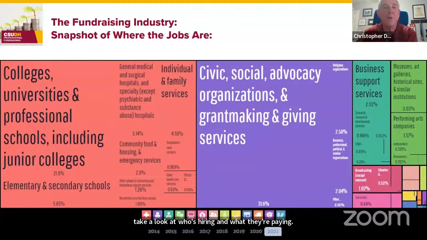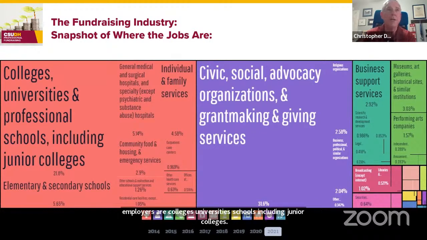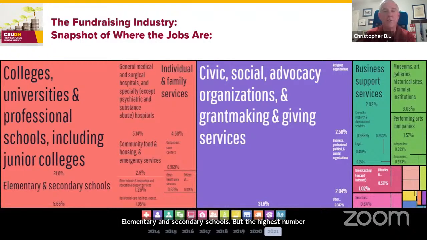Fundraisers work in a variety of nonprofit sectors. One of the largest employers are colleges, universities, schools, including junior colleges, elementary and secondary schools. But the highest number are employed in civic and social service organizations. According to the Bureau of Labor Statistics, the average salary for someone in the fundraising industry is $79,108.